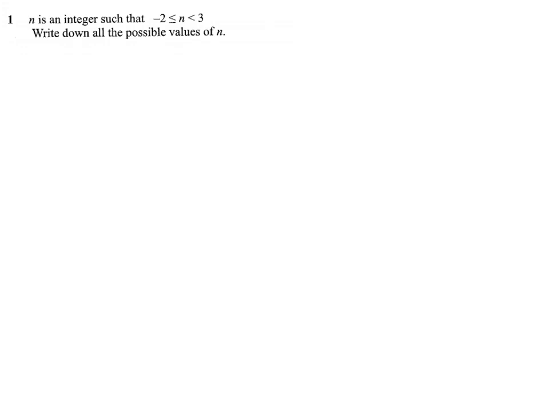So in question 1, we're given this inequality and we need to write down all the possible values of n. Key thing is that n is an integer, i.e. it's a whole number. First thing I would do is think of the number line for the range given.